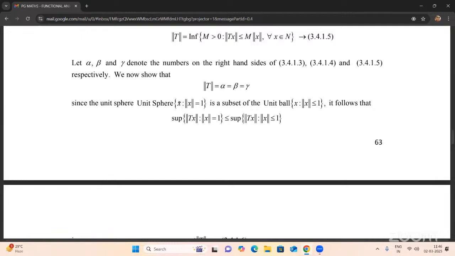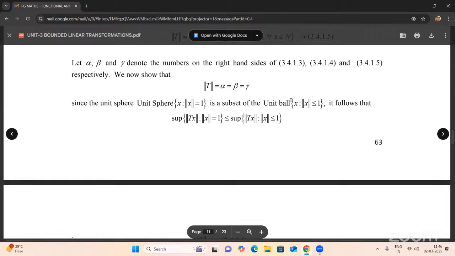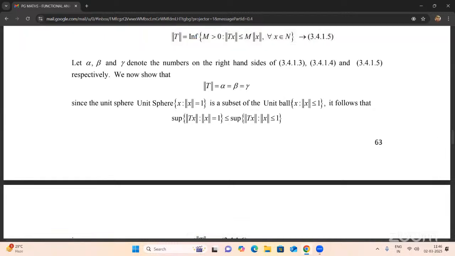Here the unit sphere is denoted by X defined from norm X equal to 1. That is called the unit sphere. This is also a subset of the unit ball, which is defined as norm X less than or equal to 1, X being any element.